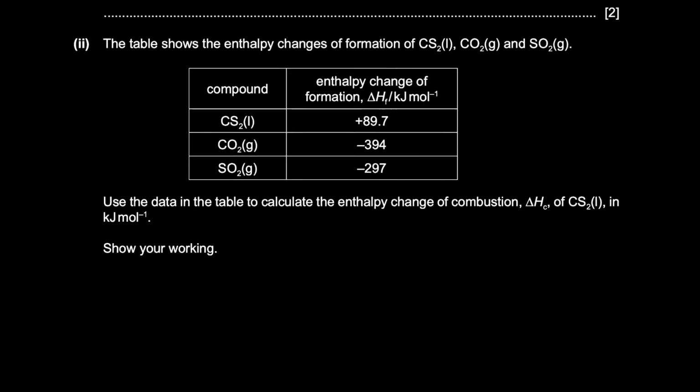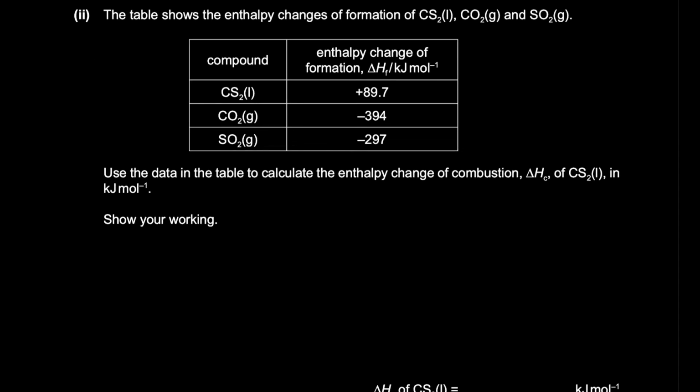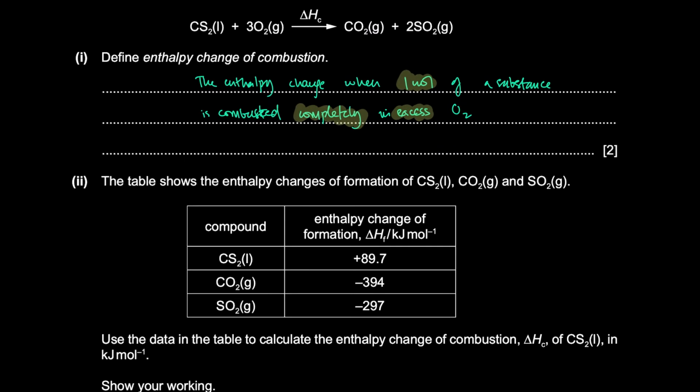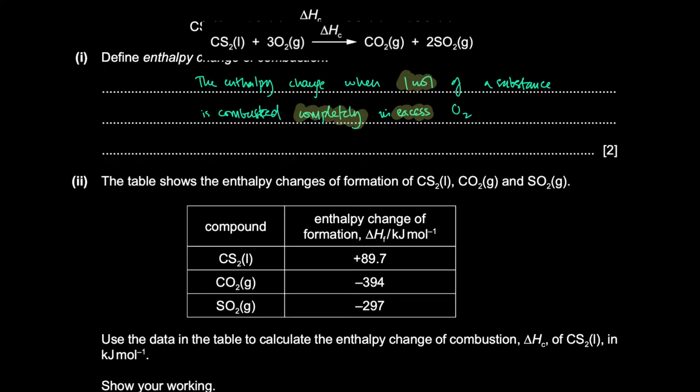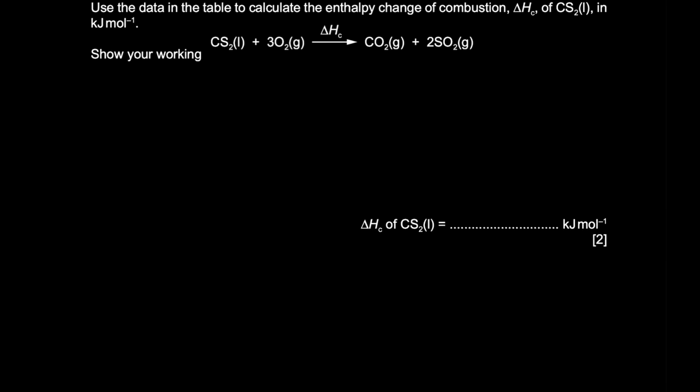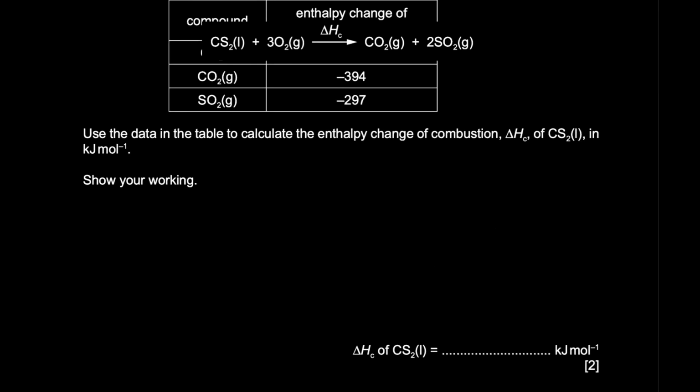Part 2. The table shows the enthalpy changes of formation of CS2, CO2, and SO2. Use the data in the table to calculate the enthalpy change of combustion of CS2 in kilojoules per mole. Show your working. So let's actually take the equation that they've given us. Okay, we have to calculate this enthalpy change over here. This is the equation that we have, right?